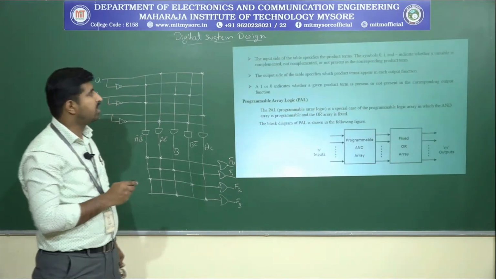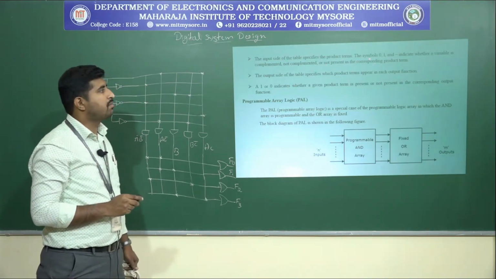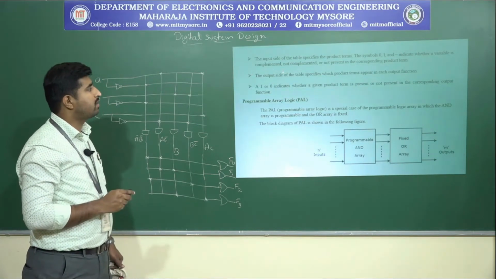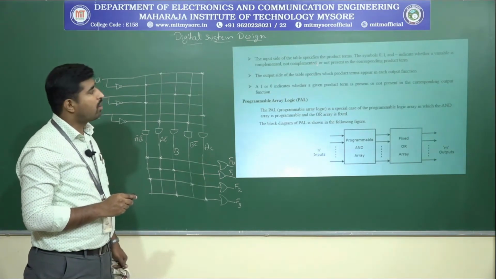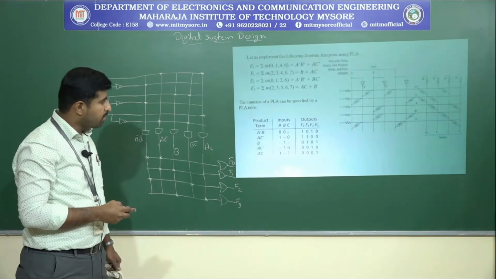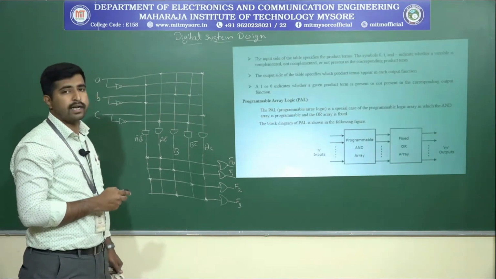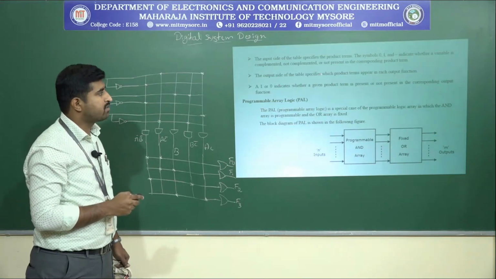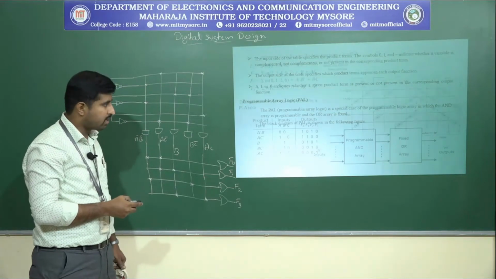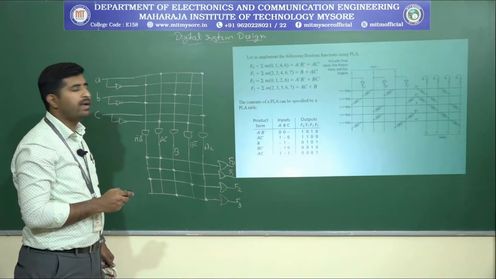You can see here that the input side of the table specifies the product terms. The symbols 0, 1 and dash indicate whether the variable is complemented, not complemented, or not present in the corresponding product term. That is how the product column is given. And what about the output side? The output side of the table specifies which product terms appear in each output function, such as f0, and that is what will be indicated.